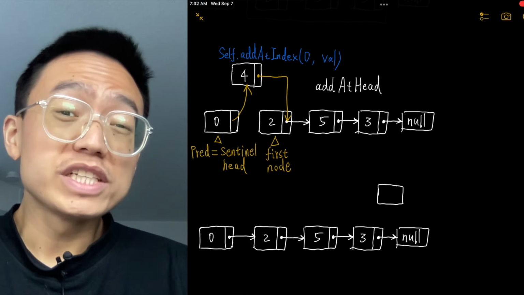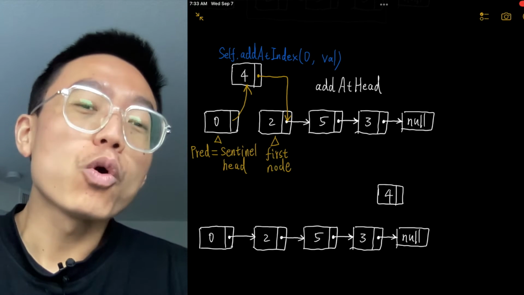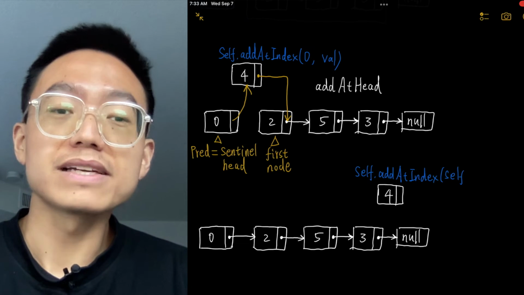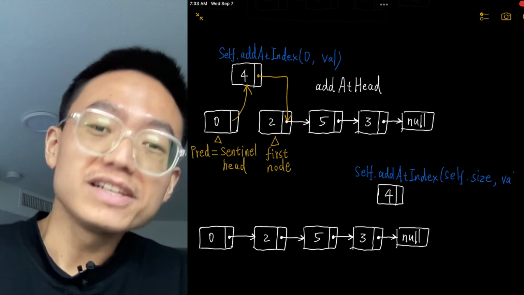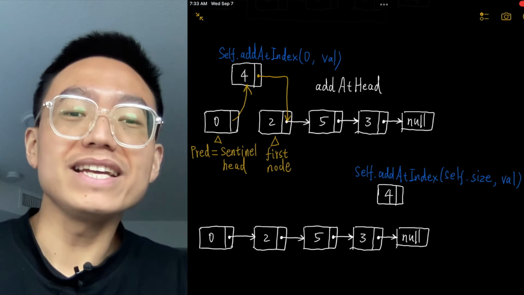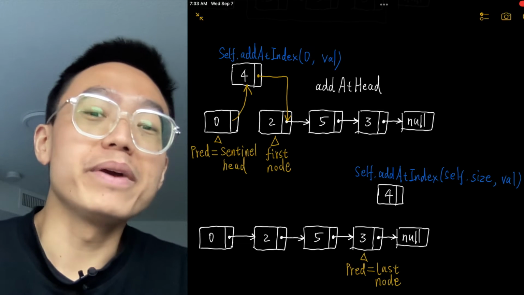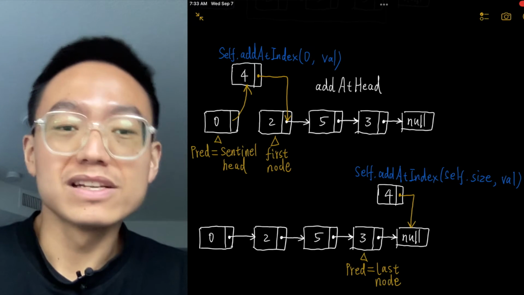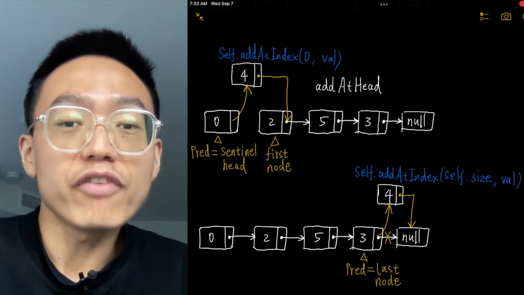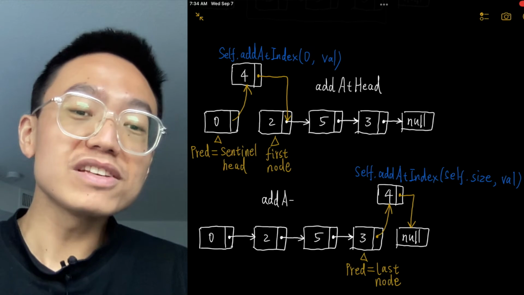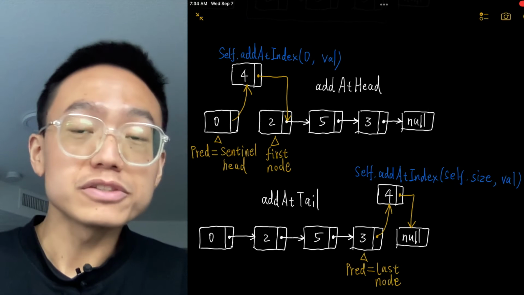So if we want to insert a node at the tail, we have to call the function self.addAtIndex(self.size, val). So its predecessor is our last node. If the index is equal to the length of the linked list, the node will be appended to the end of our linked list. So we just append a node of value val to the last element of our linked list. So this is the add at tail operation.